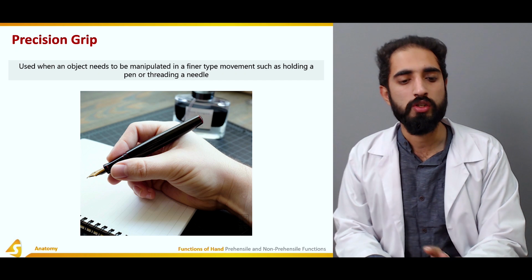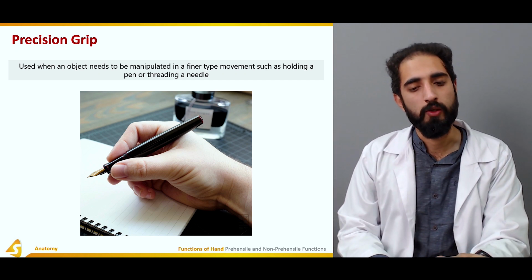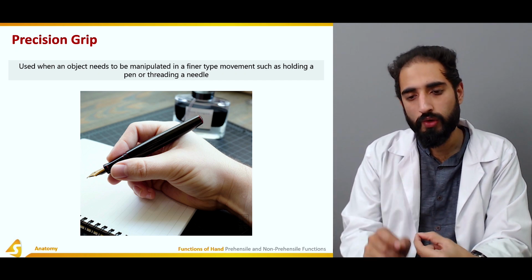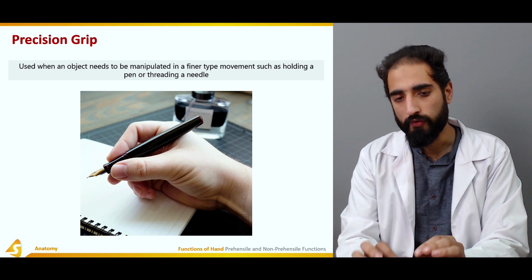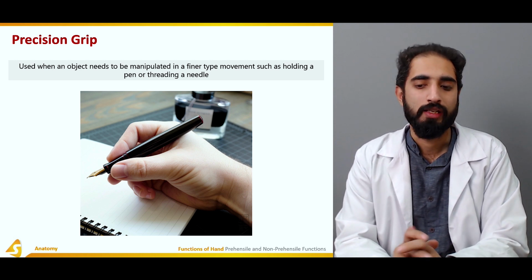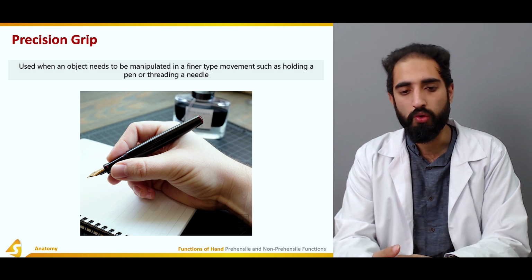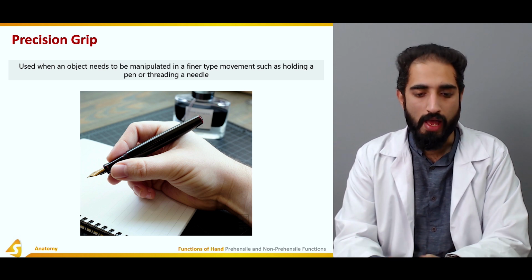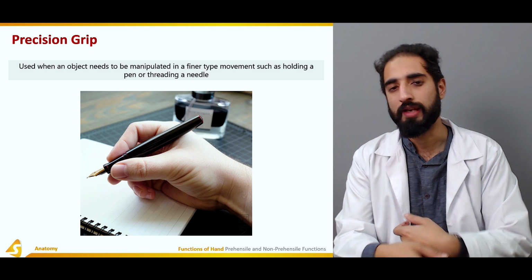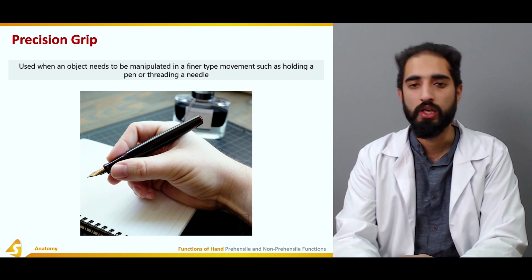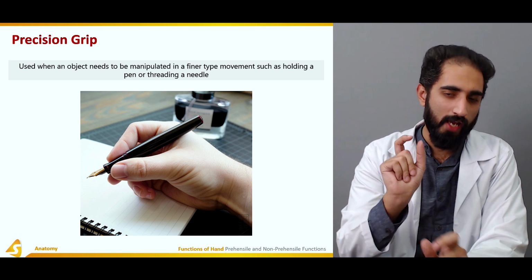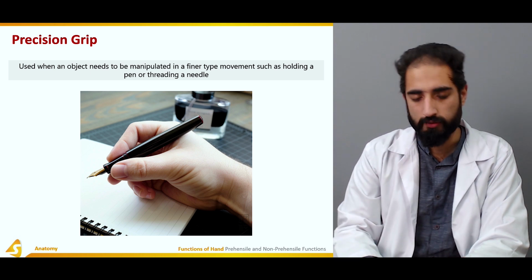On the other hand, a precision grip is used when an object needs to be manipulated in a finer and discrete manner, in very fine motor activities. Examples would be holding a pen or threading a needle, where the movements occur at the level of the wrist and hand instead of the shoulder and elbow, because we need very fine, small, delicate, and precise movements.